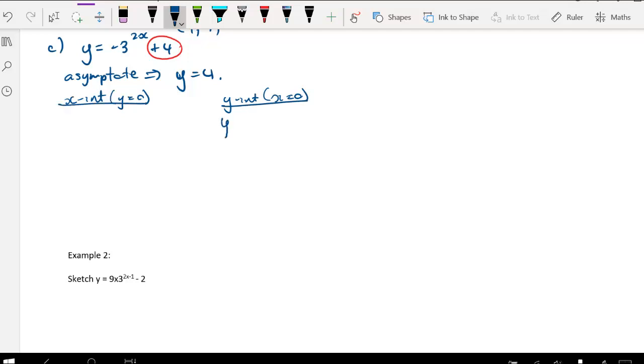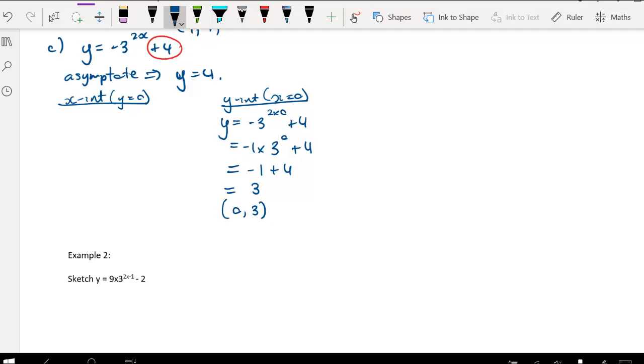So when x is equal to 0, we've got y is equal to negative 3 to the power of 2 times 0, plus 4, which is the same as saying we have negative 1 multiplied by 3 to the power of 0, plus 4, and therefore we have negative 1 plus 4, which is 3. So our y-intercept is (0, 3).